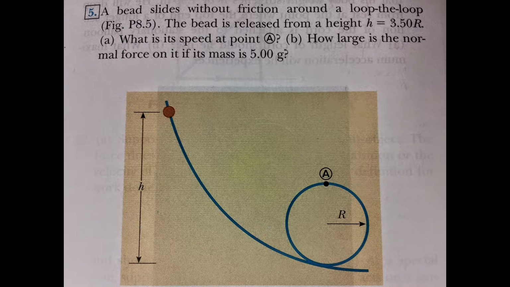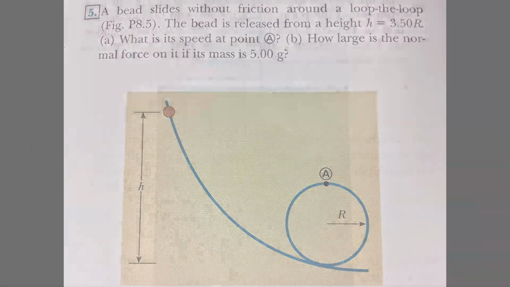This is the solution to Chapter 8, Problem 5. The problem reads, a bead slides without friction around a loop-the-loop. The bead is released from a height h equals 3.50 r. A. What is its speed at point A? And B. How large is the normal force on it if its mass is 5 grams?